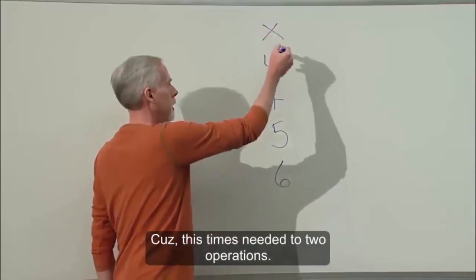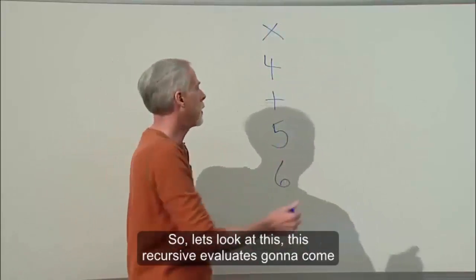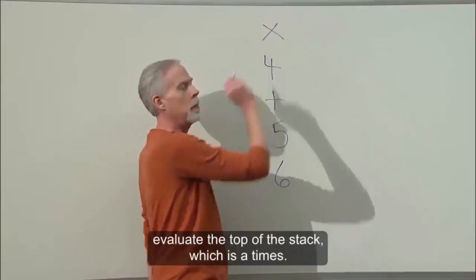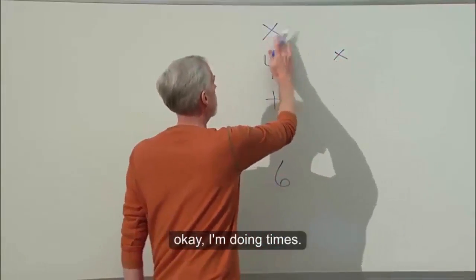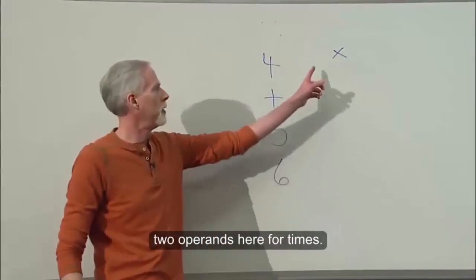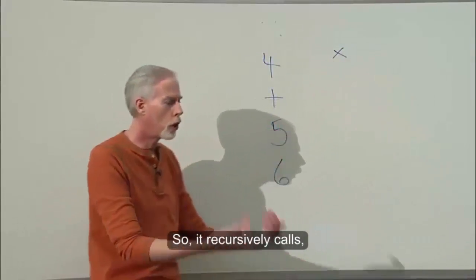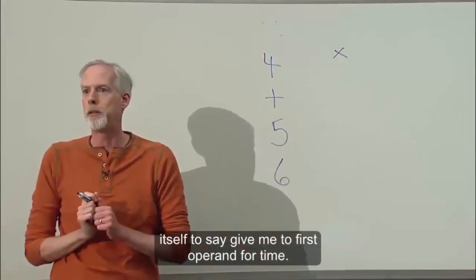Because this times needs its 2 operations. So let's look at this. This recursive evaluate is going to come in here. It's going to try and evaluate the top of this stack, which is a times. Okay, so it's like, okay, I'm doing times. Now, for times, it needs two operands. So it recursively calls itself to say, give me the first operand for times.